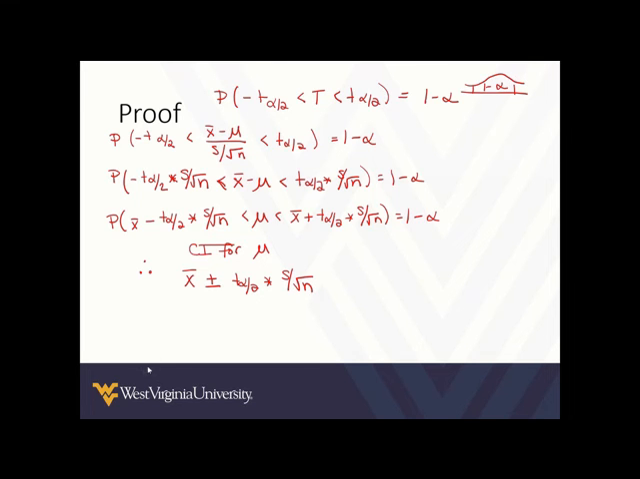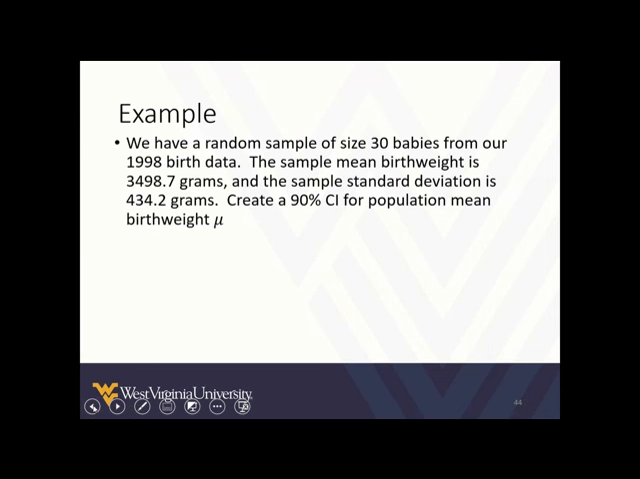So let's do a couple quick examples. So first, we have a random sample of size 30 babies from our 1998 birth data. The sample mean birth weight is 3,498.7 grams, and the sample standard deviation is 434.2 grams. We'd like to create a 90% confidence interval for the population mean birth weight mu.